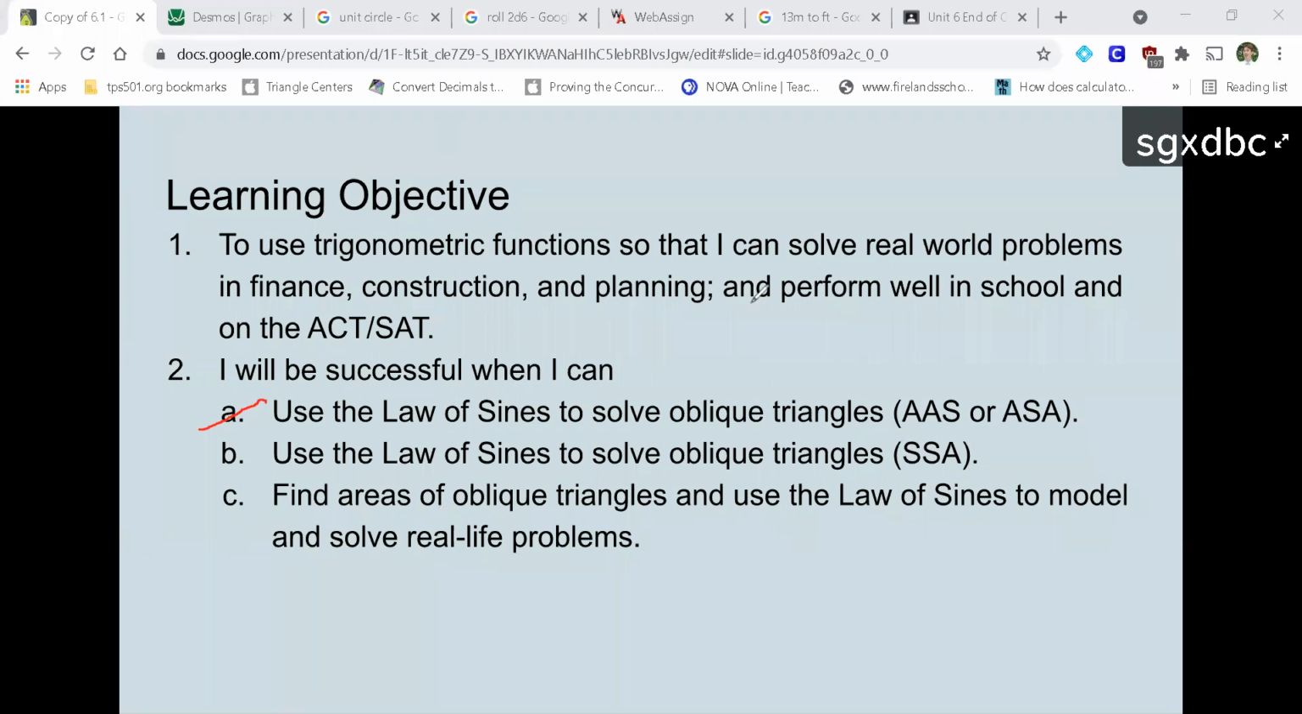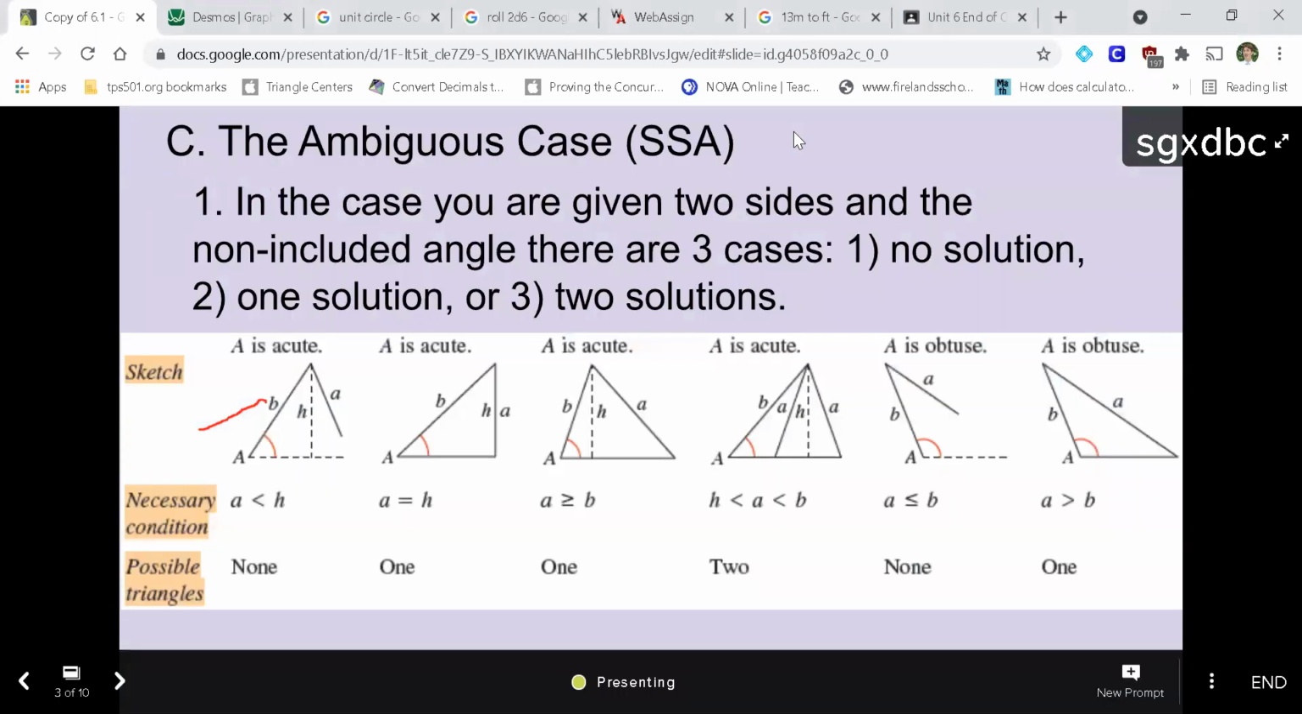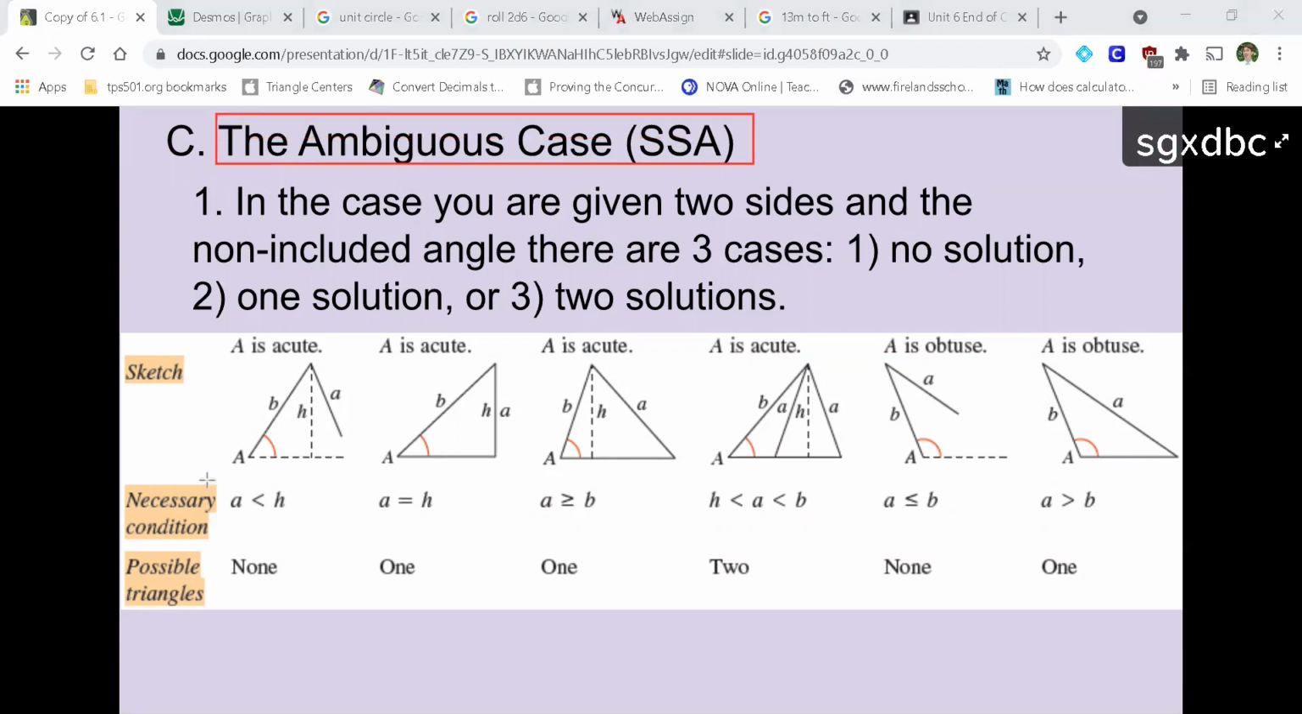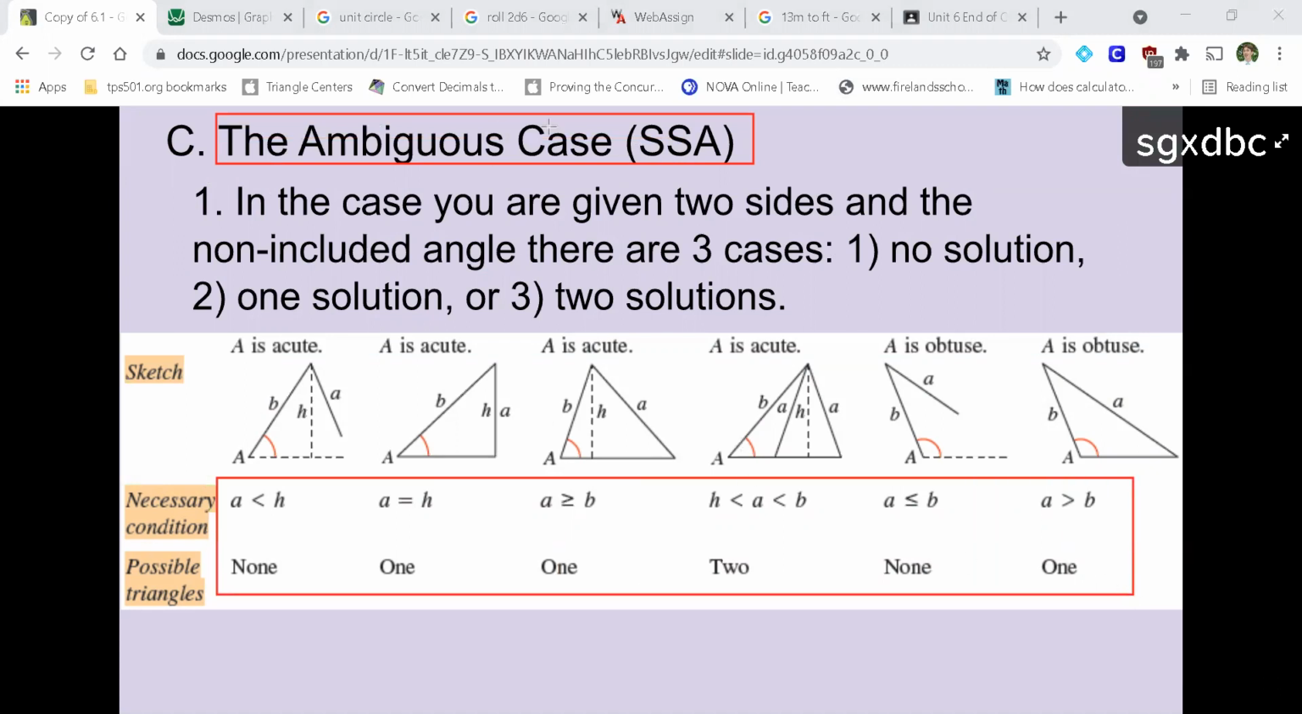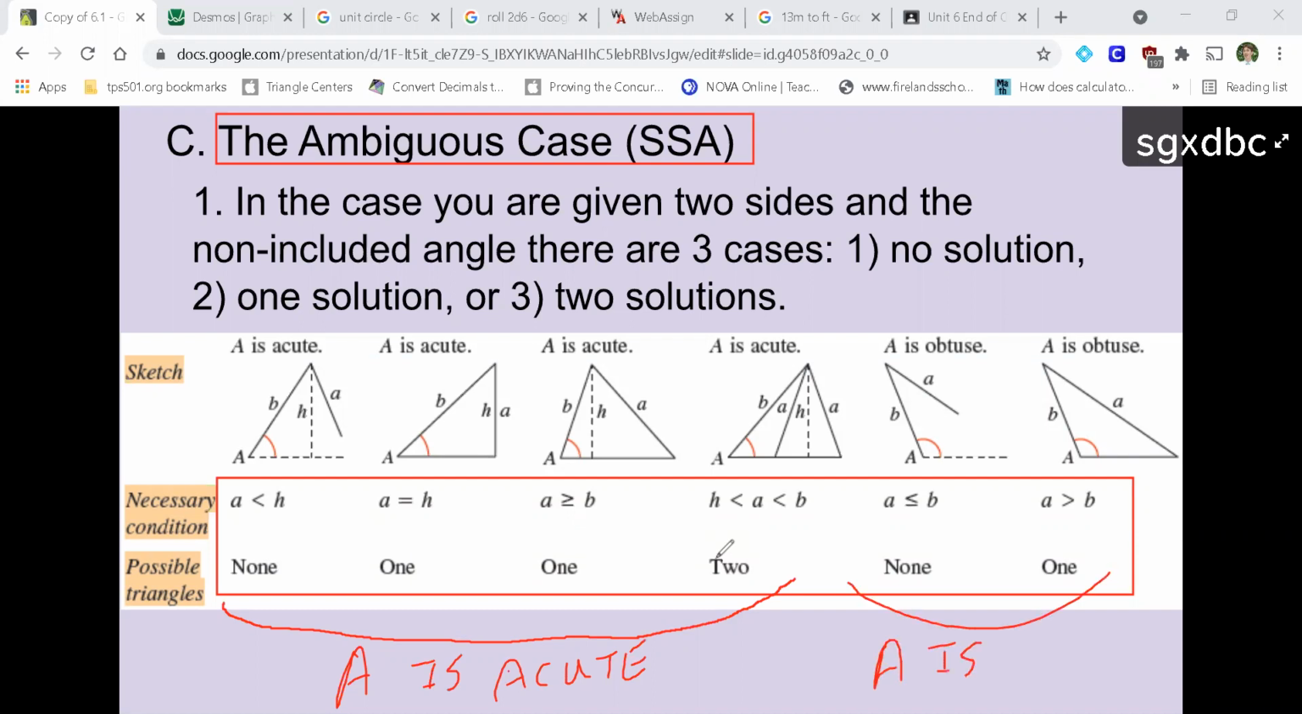So if we have to do an oblique triangle with 2 sides and an angle, there are a whole bunch of different cases that we could run into. You do not need all of this in your notes. What you do need in your notes is the following: this title and this. This is for when A is acute. And these 2 cases are for when A is obtuse.